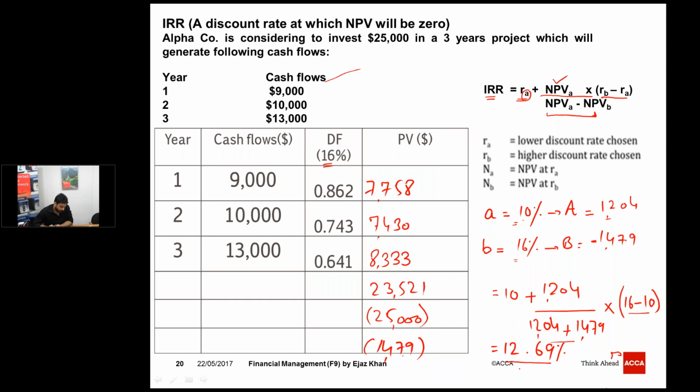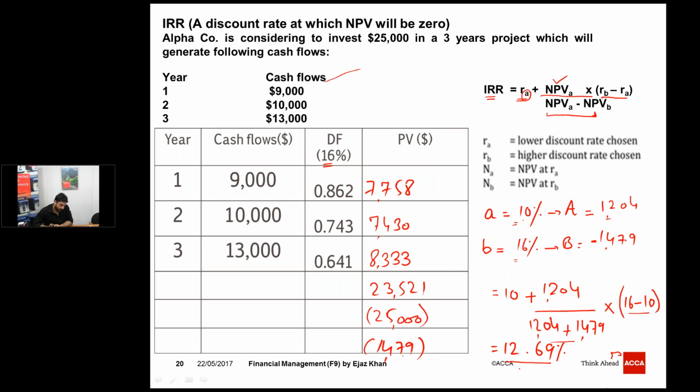Well, Aisha, in the CBE exam, the requirement will clearly mention whether you have to round it off or not. So it will be in the question, and if they ask you to round off to 0 decimal places, then you have to write it as 13%, not 12.69%.